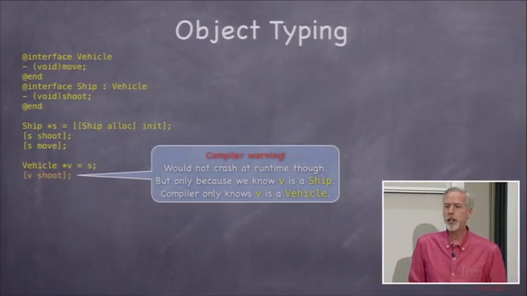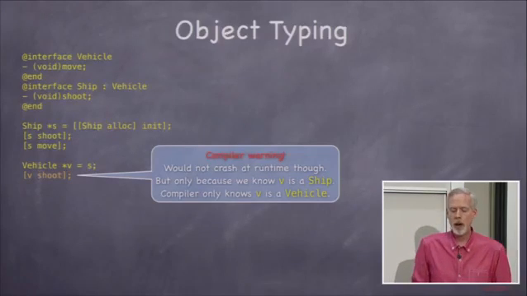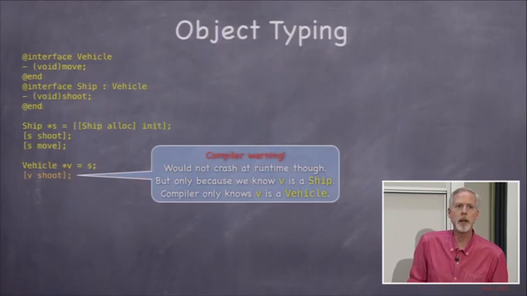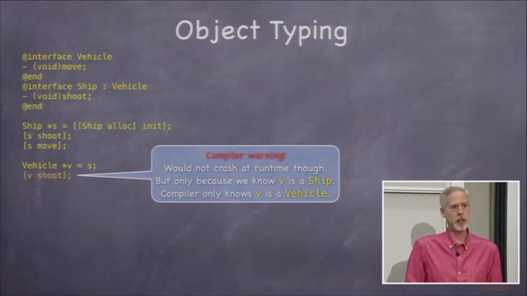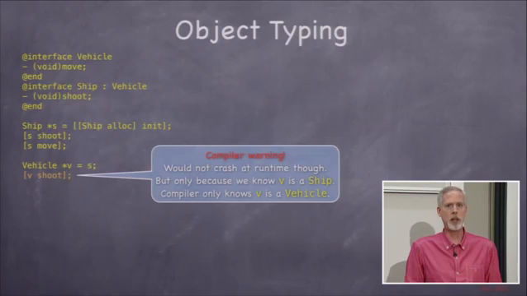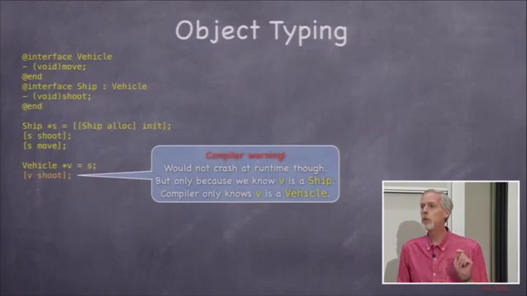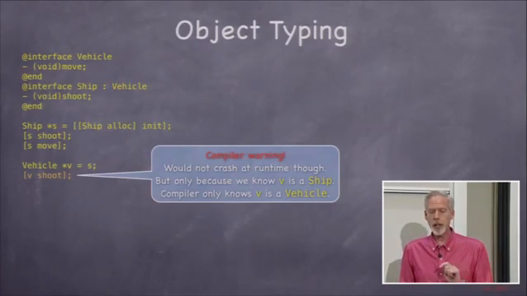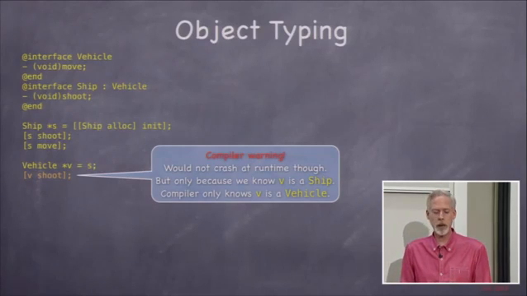Okay, but now let's try to say [v shoot]. Okay, now what's going to happen here? All right, at compile time, you're going to get a warning because vehicles do not implement shoot. Ships do, but not vehicles. So do you see why this is going to give you a warning? Okay, what about at runtime? This code will not crash because we know that v actually is a ship. So this will work fine at runtime. Okay, see that? So this is an example where you get a warning at compile time, but it runs fine at runtime.